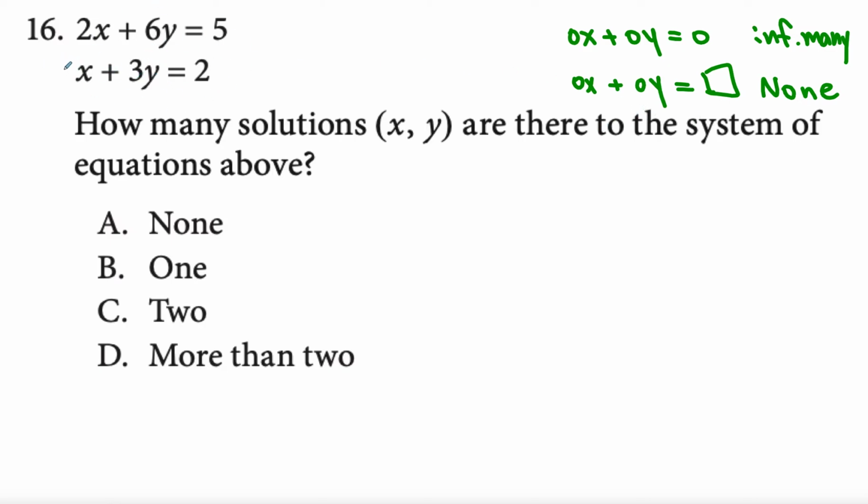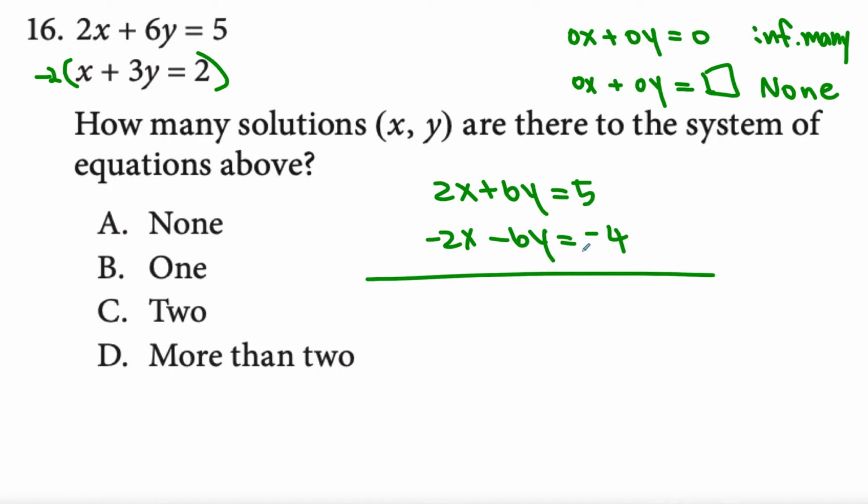So I see that I can multiply the bottom one by -2. Then I get, original one was 2x plus 6y equals 5. The second equation now becomes -2x minus 6y equals -4. But when I combine them, oh, x's cancel away. Oh, y's cancel away. Nice. But the last number is equal to 1.